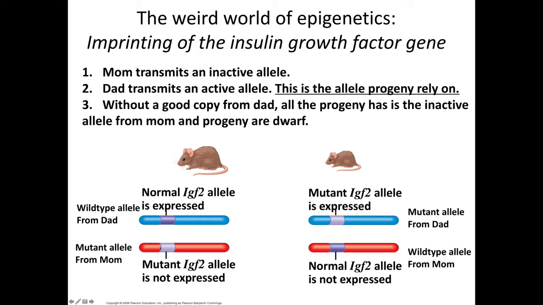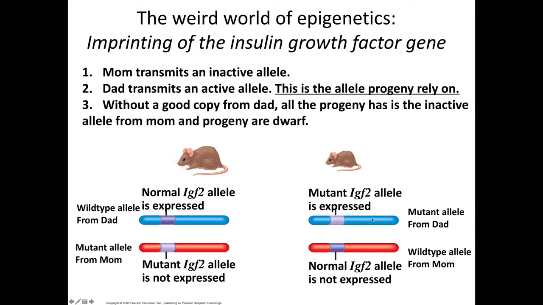Now, in red here, we show a mutant allele from mom. But this mutant allele is from mom and is not expressed. So the wild type allele is expressed normally, all right? And we have a normal mouse.